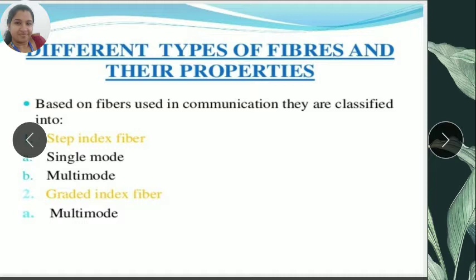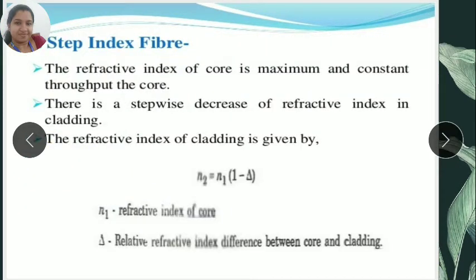So, based on the refractive index profile of core, we can classify optical fibers into two categories: step index fiber and graded index fiber. In step index fiber, the refractive index of core is always constant. But in graded index fiber, the refractive index of core is not constant and it is varying. So, we can go to the first category, step index fiber.